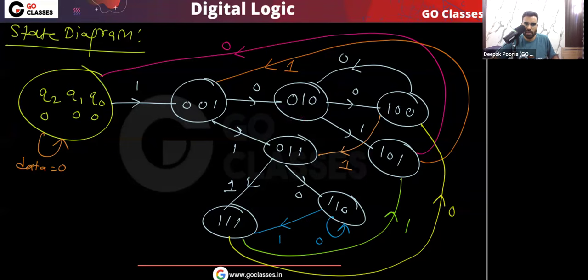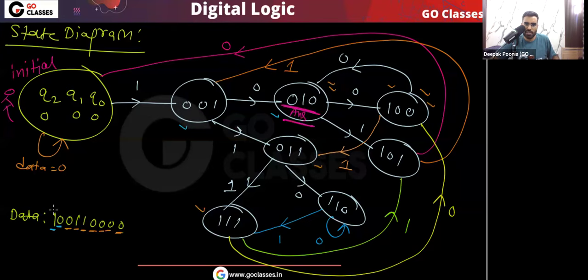This is our initial state, and in this initial state, if I apply the input 1, then I will go to state 1. Then from state 1, if I apply the input 0, then I will go to state 2. Then from state 2 on 0 I will go to state 4. Then from state 4 on input 1 I will go to state 3, and so on. You just have to track this state diagram, and then you will find your answer. So the answer will be 0 1 0.